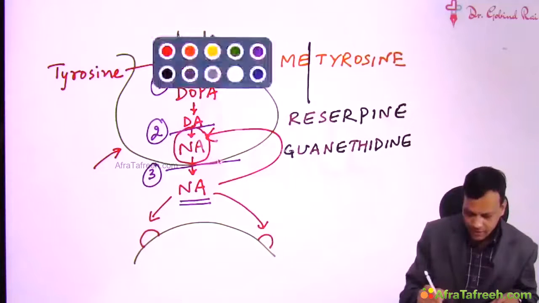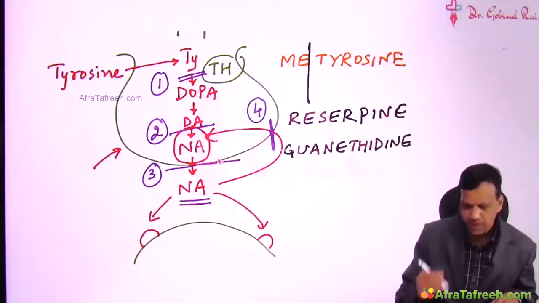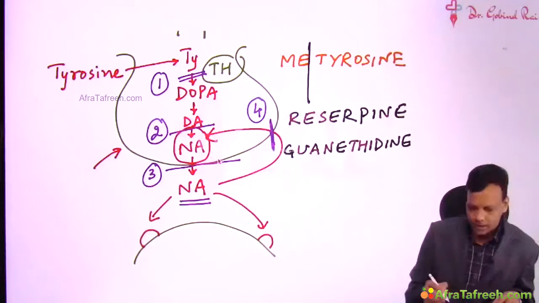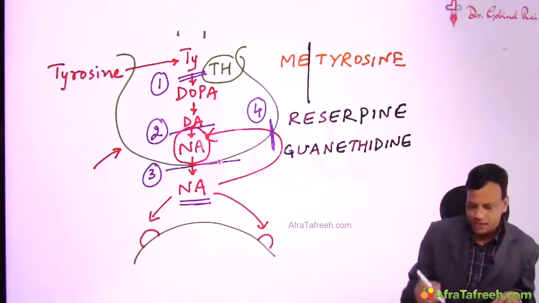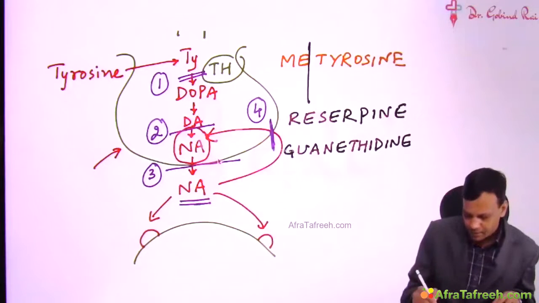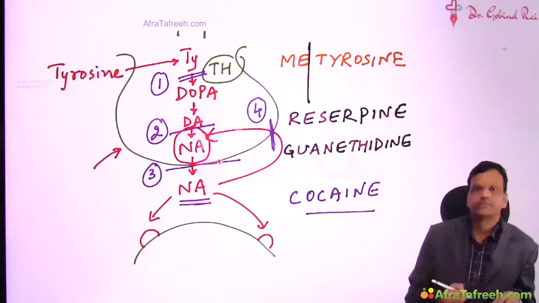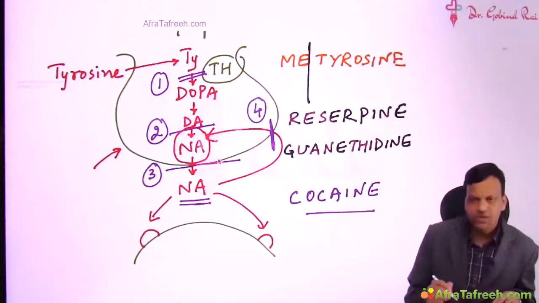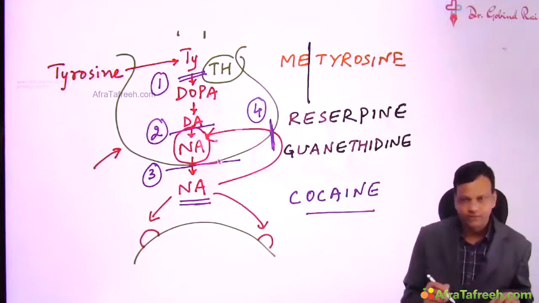Similarly, if we give a drug which inhibits the reuptake of noradrenaline, noradrenaline does not go back, it will stay here, so that will produce more sympathetic action. An example of a drug which inhibits the reuptake, the fourth drug, is cocaine. Cocaine is a reuptake inhibitor. So it will increase noradrenaline in the synapse, and that will increase sympathetic activity.